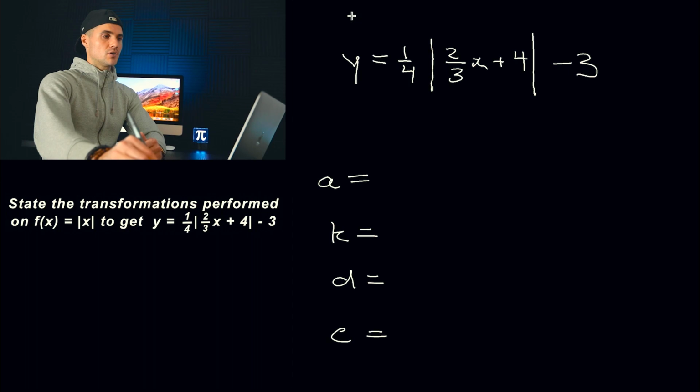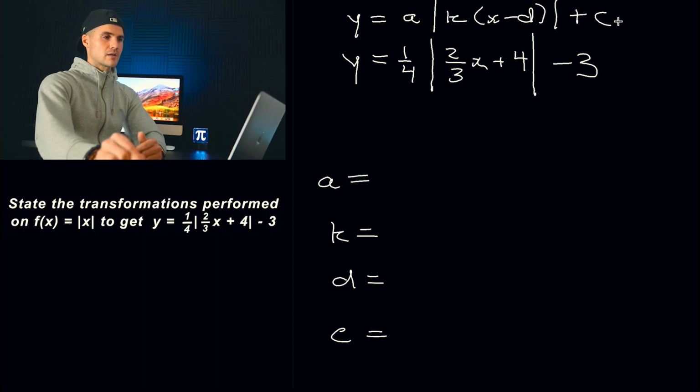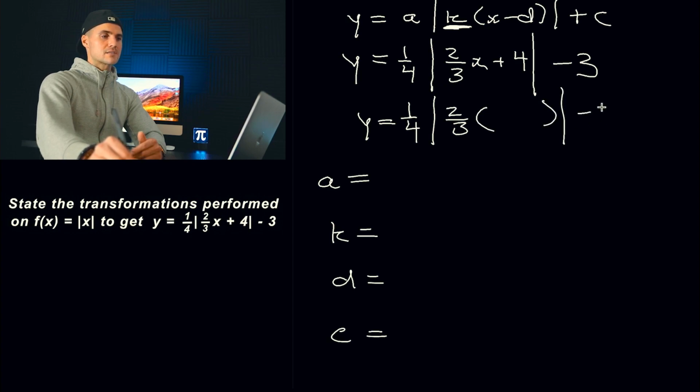Now, just in general, if you remember for the absolute value, the format of the transform function is this right here. Now, what's the issue with this function that we're given? Well, the k value, right? The k value is not alone, it's attached to the x. So we're actually going to have to factor out this 2 over 3. And the question is, what would we be left with in the brackets there? Well, we're definitely going to be left with an x.